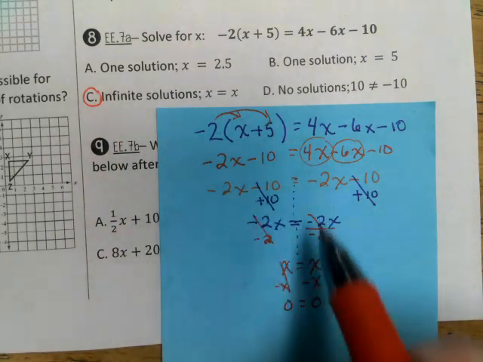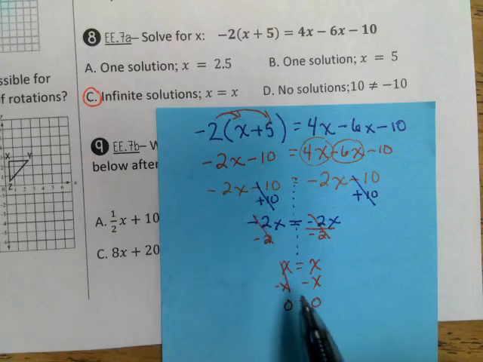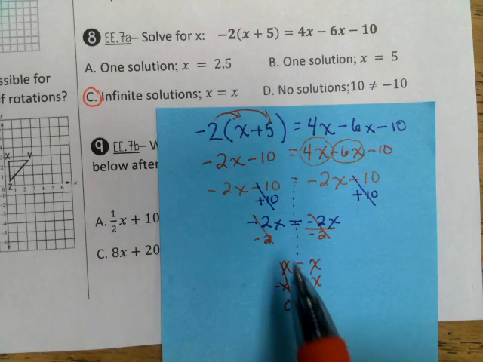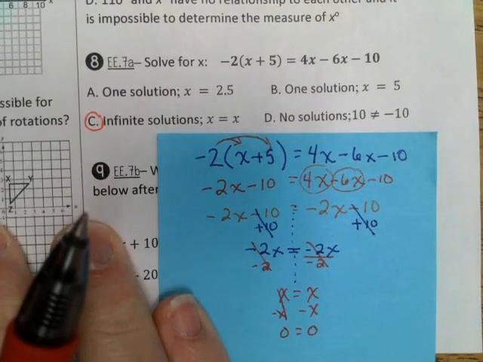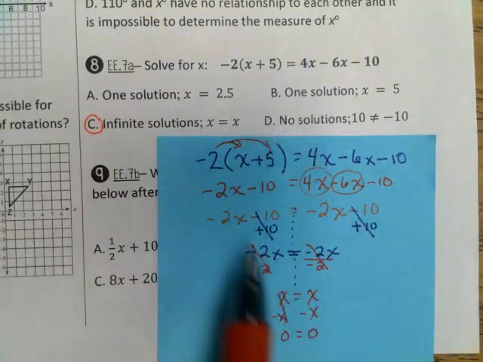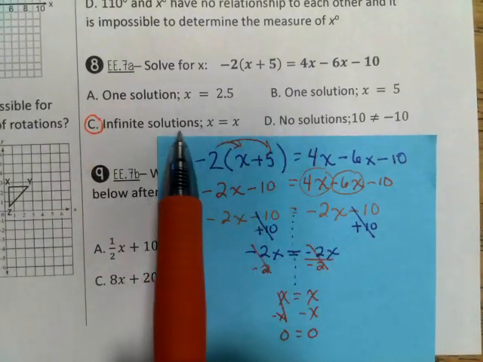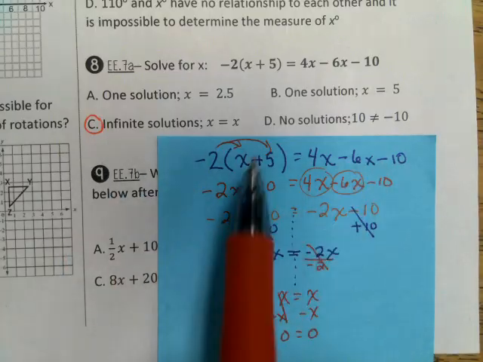But in a one solution problem, when you get down to this step and you get your variables on one side and your numbers on the other, you're left with a variable that you can solve for, or just say, here's the value of the variable. But in this situation, in the process of solving, I see my variables cancel. I'm left with a true statement. There are infinitely many solutions to that problem.